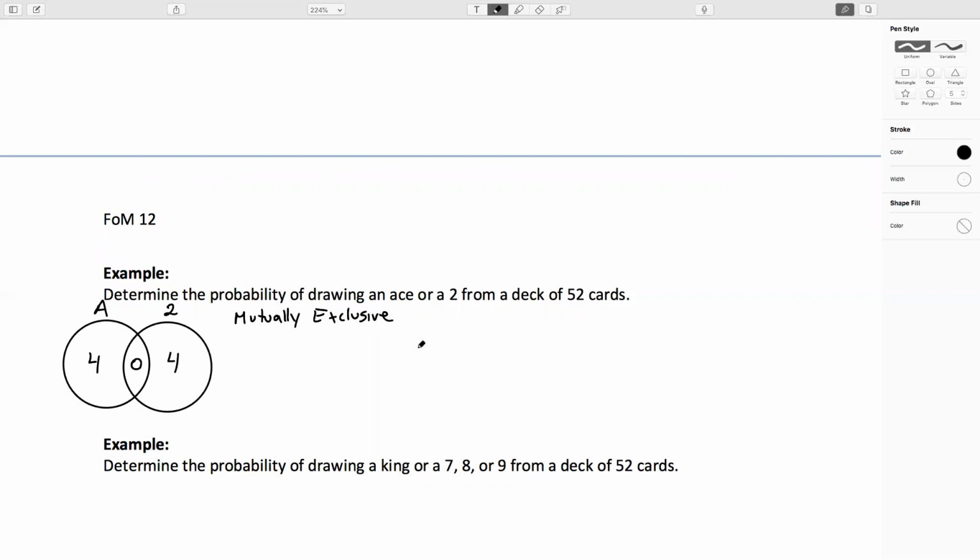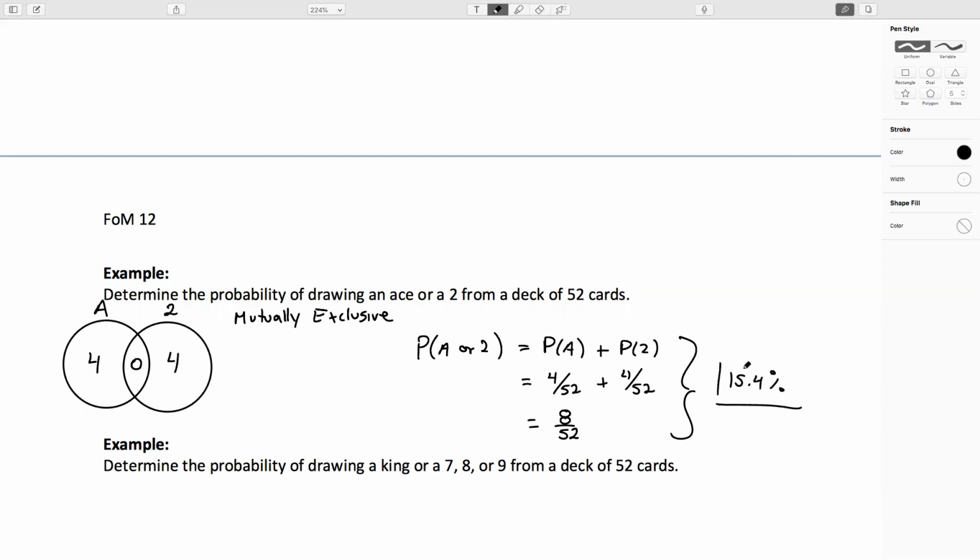So if we want to calculate the probability of ace or 2, it is given by the probability of an ace plus the probability of a 2. Technically, we could subtract the intersect, but that's nothing. Probability of an ace is 4 out of 52, because there's 52 cards in the deck. Probability of a 2 is 4 over 52, which means the probability of one of those happening is 8 over 52. And that probability is approximately 15.4%.